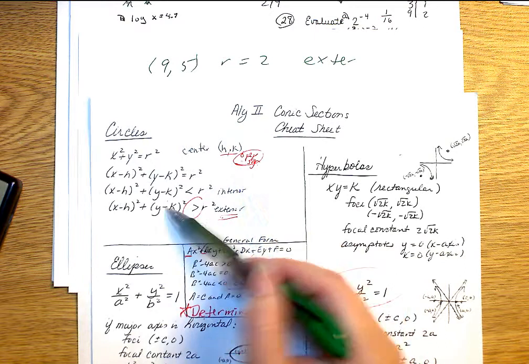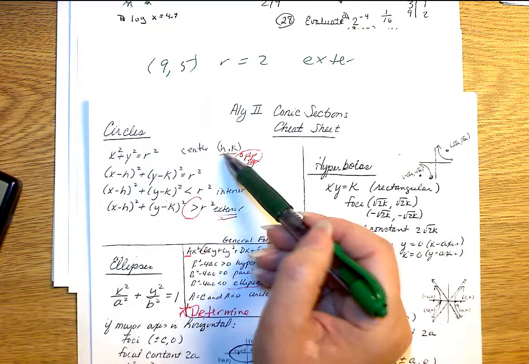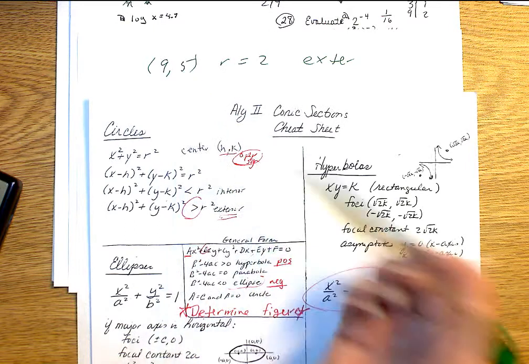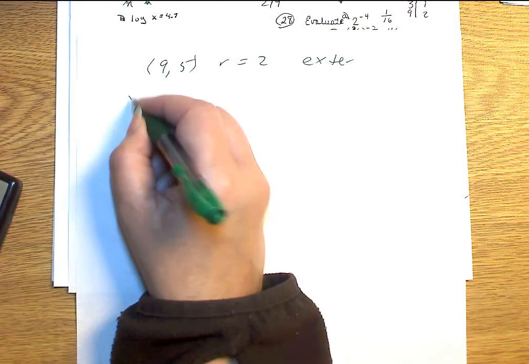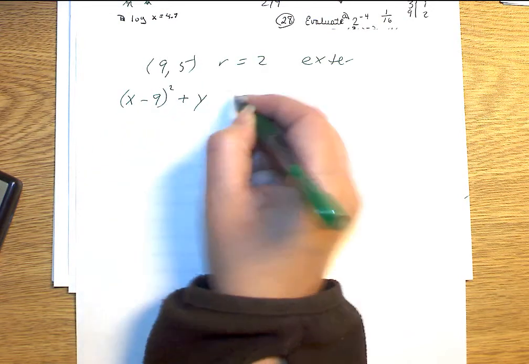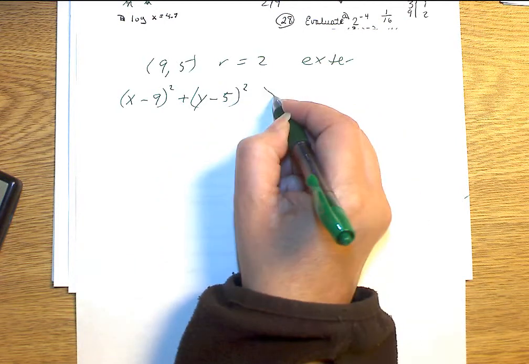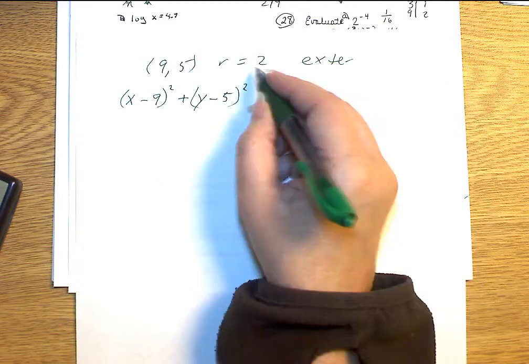So you are putting in your x, whatever's in your x spot goes with x, whatever's with your y goes with your y, but opposite sign. So I'm going to have x minus 9 squared plus y minus 5 squared is greater than my r squared, which is 4.